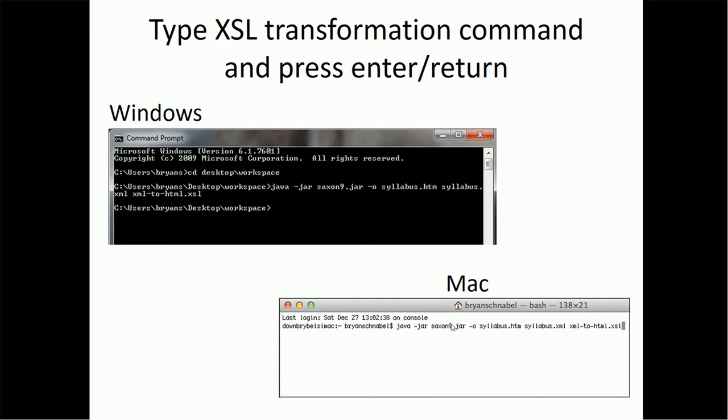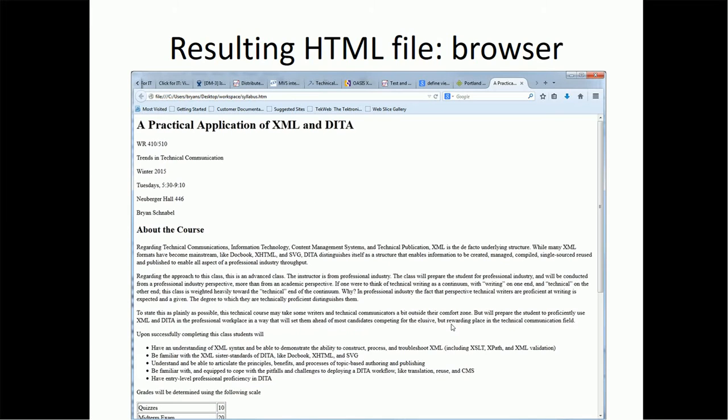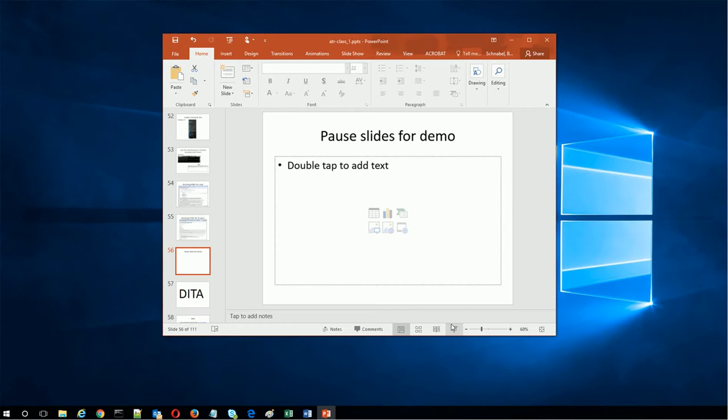And then I write my syntax: java -jar saxon9.jar -o. Then my output is syllabus.html. The input is syllabus.xml, and then the XSLT is XML-to-HTML.xsl. Press enter, and the result I get is, it was XML, now it's HTML, and I can view that in a browser, and it looks like a web page. Okay, so let's look at how that works.